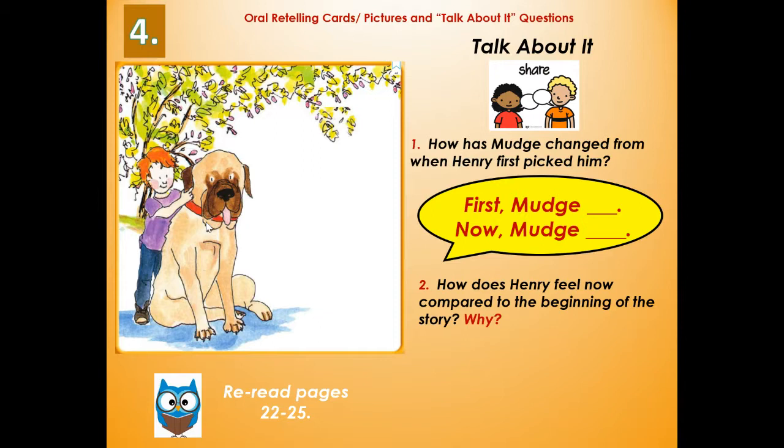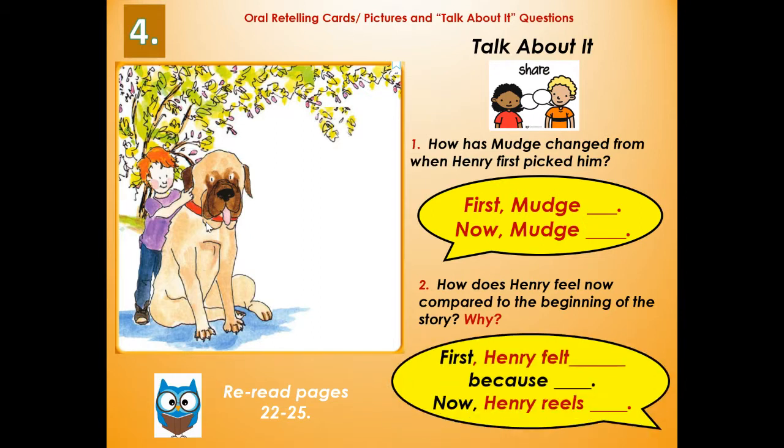So, number 2, how does Henry feel now compared to the beginning of the story and why? Think, at the beginning of the story, Henry did not have Mudge. So first, Henry felt... because... So think about that. Say it out loud. I would say first Henry felt sad and lonely because he didn't have a pet and he didn't have friends in his neighborhood, and he didn't have a brother or sister to play with.